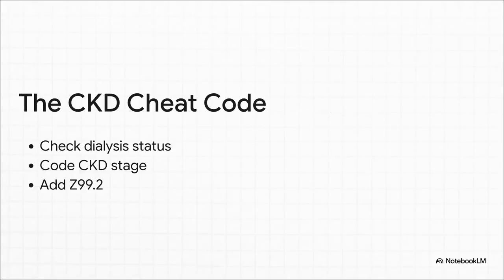Watch out, because here's the Chapter 14 exam trap. Test makers will describe a patient on dialysis and try to make you forget the mandatory secondary code. If they're dialysis dependent, you absolutely must add code Z99.2 right alongside your ESRD or CKD code.